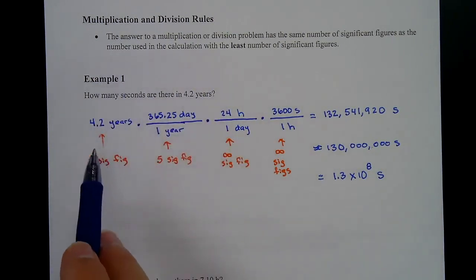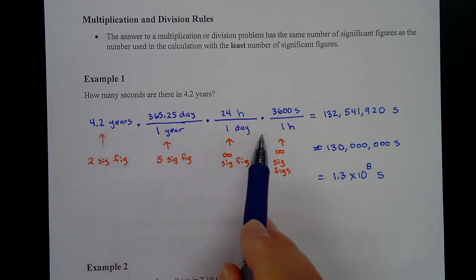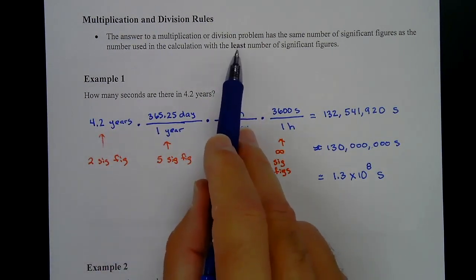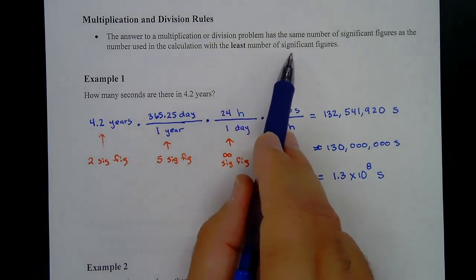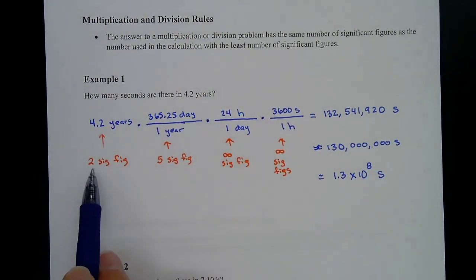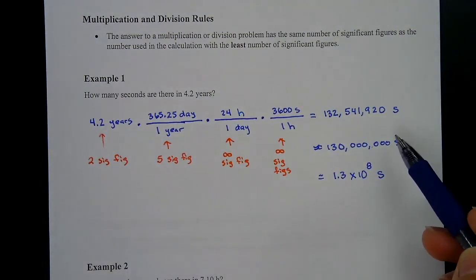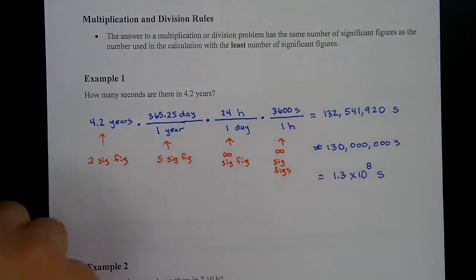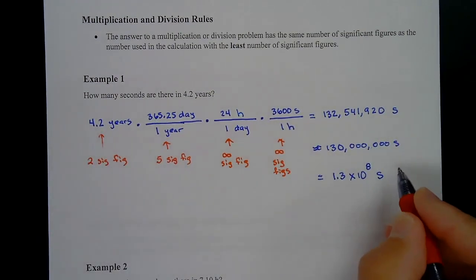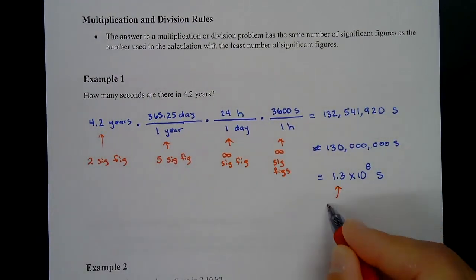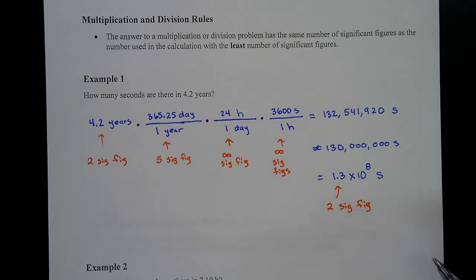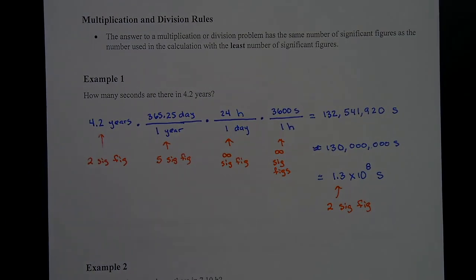When we multiply and divide, and that's what this was, a multiplication division problem, our answer can be only as accurate as the least number of significant figures. And this was the least number of significant figures, and that's why our answer only has 2 significant figures, okay? All right, let's do another one like this.